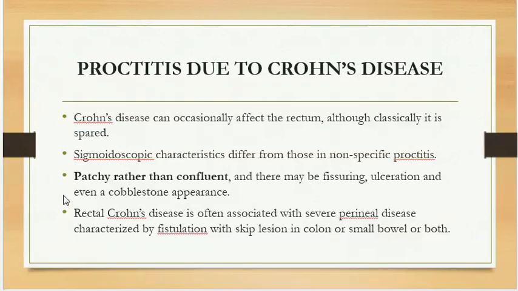So, coexisting disease is often present in the rest of the colon or small bowel or both. This is typical of Crohn's disease, and even in the rectum, it is the skip lesion. It's not the whole bowel which is involved.